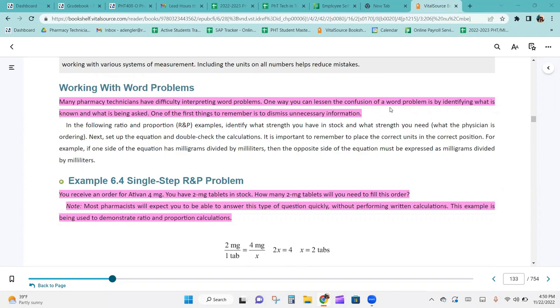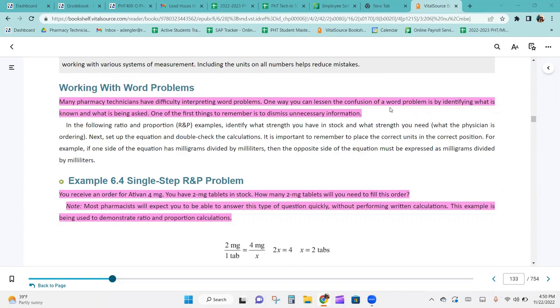Many pharmacy technicians have difficulty interpreting word problems. One way you can lessen the confusion of a word problem is by identifying what is known and what is being asked. One of the first things to remember is to dismiss unnecessary information, which you will see.